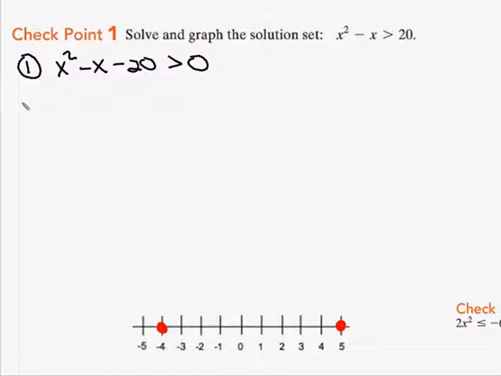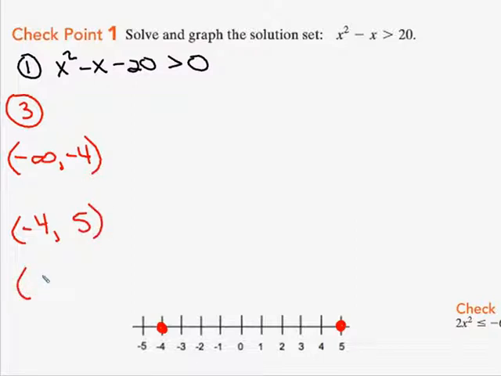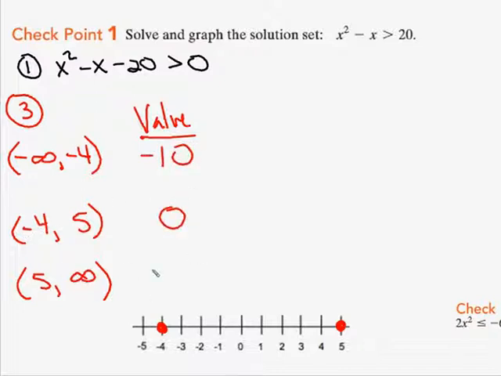And now we want to test our intervals. So let's see, our first interval will go from negative infinity to negative 4, and then we'll go from negative 4 to positive 5, and then from 5 off to infinity. Our test value from negative 4 to negative infinity, I like negative 10. Between negative 4 and positive 5, let's use 0. And from 5 to infinity, I like 10. So we are next going to evaluate that and then come up with our conclusion.